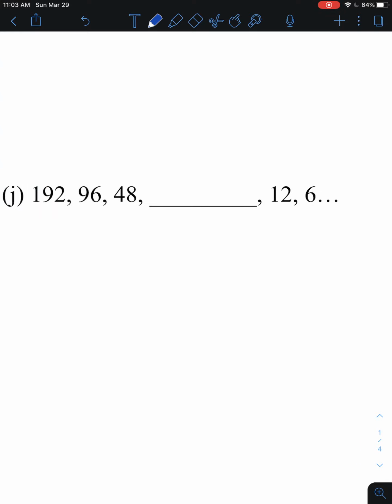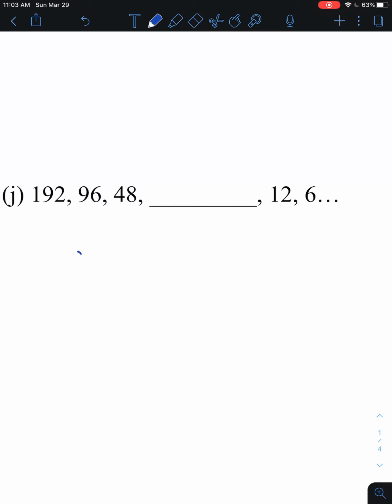Okay, and then our last pattern. So I have 192. Then I have 96, then I have 48, then I have 12, then I have 6, and I have a missing term between 48 and 12. So as far as adding, I'm not adding anything. I'm not getting bigger. And that means also if I'm multiplying by something, I must be multiplying by something that's smaller than 1, because these numbers are not getting bigger, they're getting smaller.